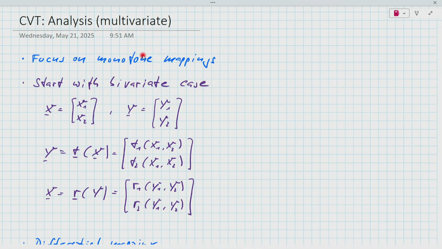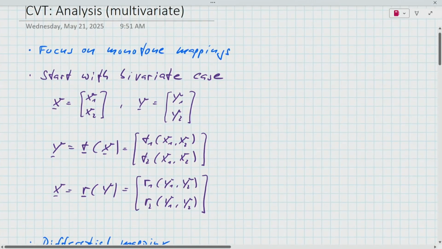We saw a lot of non-monotonic stuff last time, and you can more or less directly use this also in the multivariate case. So there is no need to focus on that anymore. We can also start with the bivariate case, instead of with the multivariate case directly.